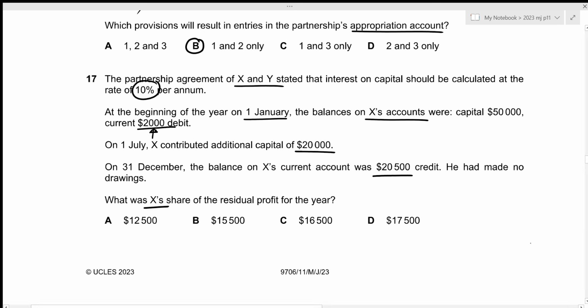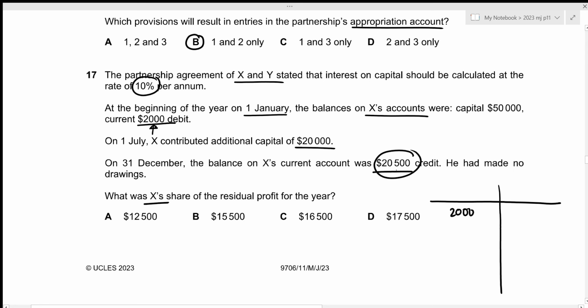So let's prepare X's current account. We can start with the opening balance of 2,000 debit. So if this is 20,500 credit and we have to show it as a credit opening balance, then it just means that for closing it will be on the debit side. Okay, then we have our interest on capital, that's 10%, right? But remember that the interest on capital for 50,000 we have to charge it for the entire year, but for the additional capital of 20,000 it was only introduced in July. So we need to calculate the interest on capital for this 20,000 for the months of July, August, September, October, November and December. So that's for 6 months.